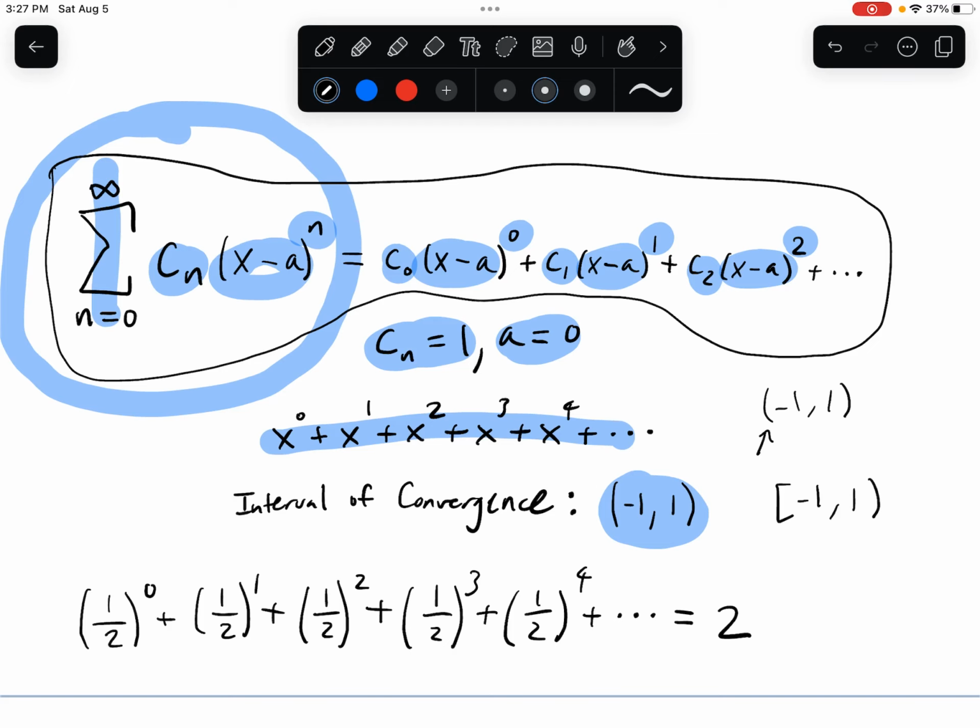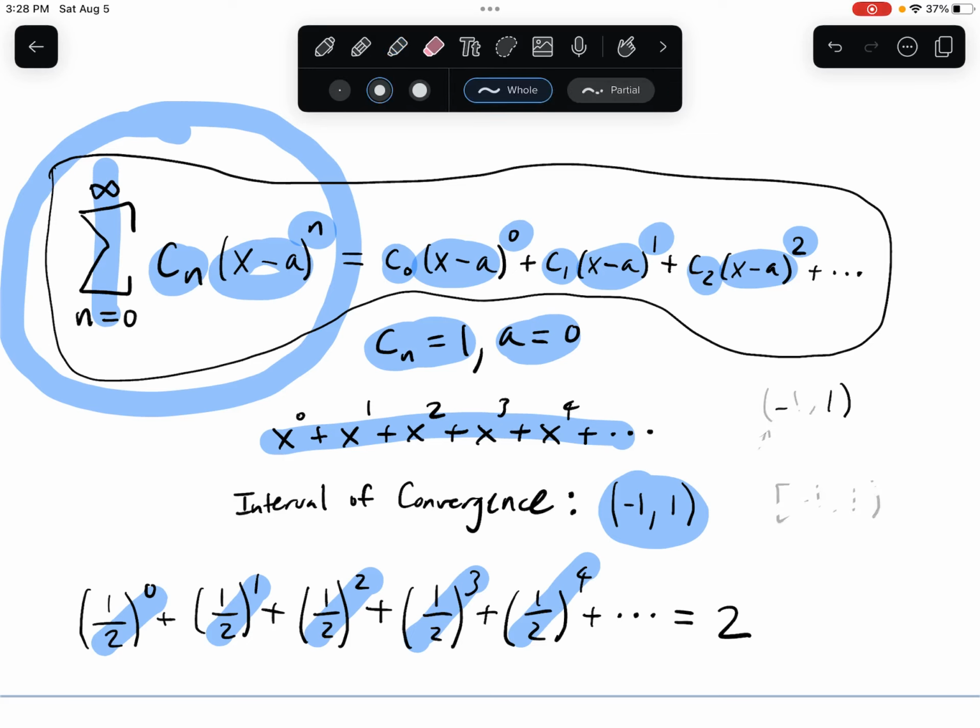So let's choose a particular value from our interval of convergence. For example, 1/2. And we've illustrated that below. So we've added 1/2, and we get 1/2 to the 0 power, 1/2 to the first power, second power, third power, fourth power, etc. Now I say this sums to 2. And how can we understand this? Well, we can actually do so with a geometric picture.